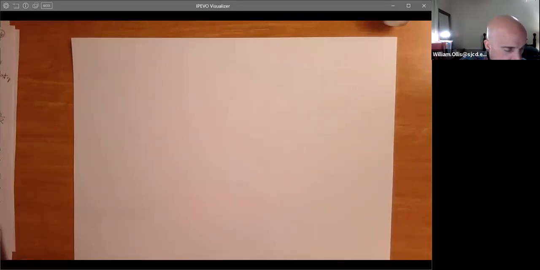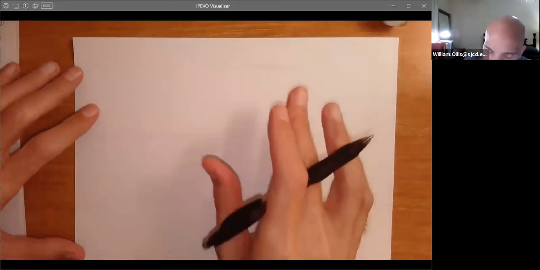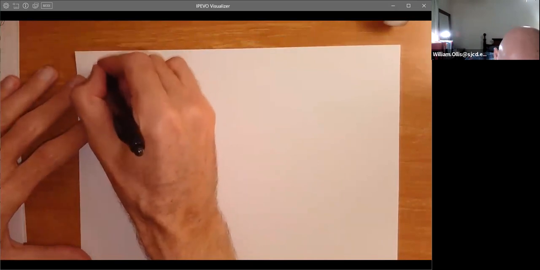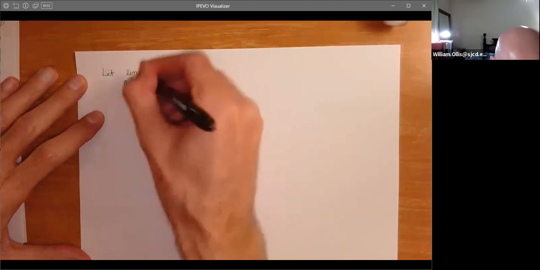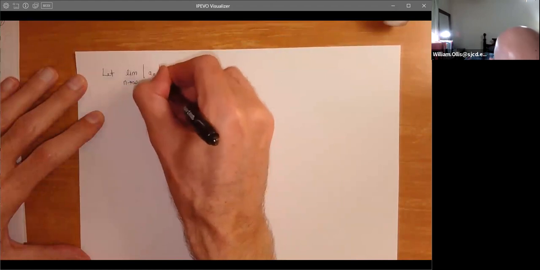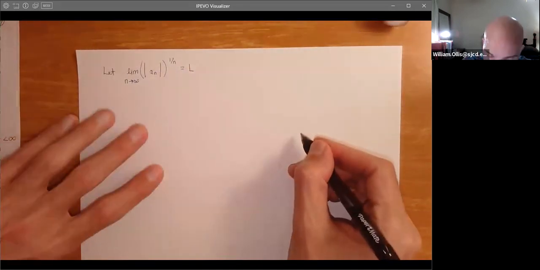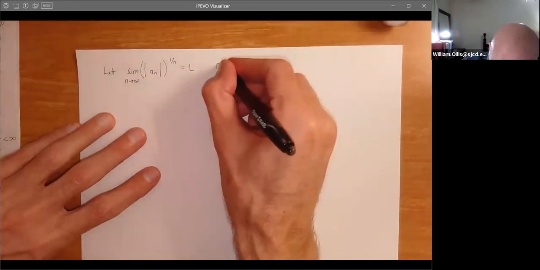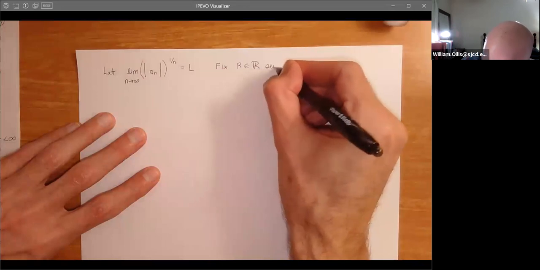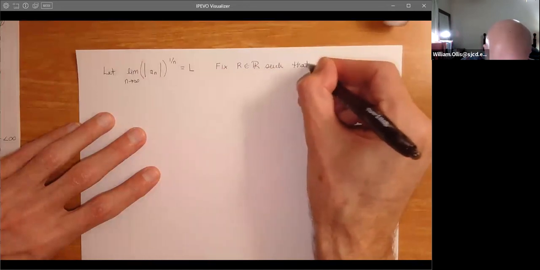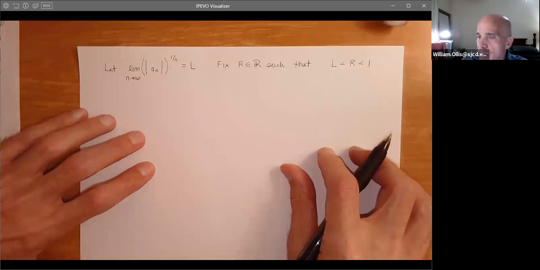Now, what I wanted to share with you here is just a little motivation behind why this works. That is, if we look at this, we let the limit as n passes to infinity of the absolute value of a_n raised to the 1 over n equal L, just like we did when I stated it. So here's what I'm going to do. I'm going to fix R in the real numbers such that this is going to create a geometric sequence, such that R lives between L and 1. So I'm looking at the convergence conclusion.